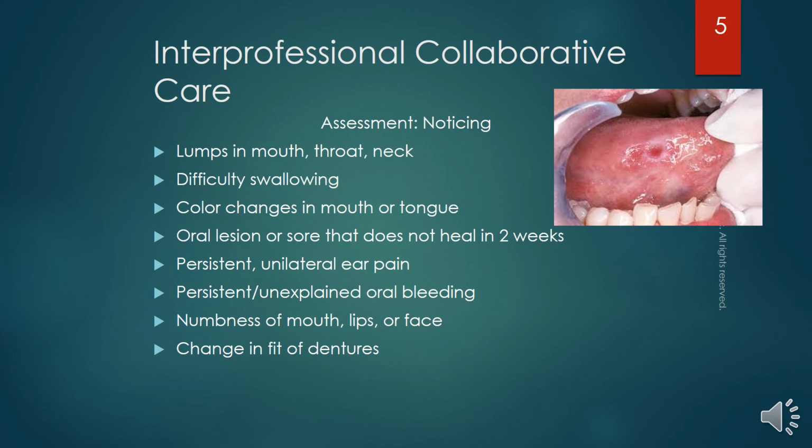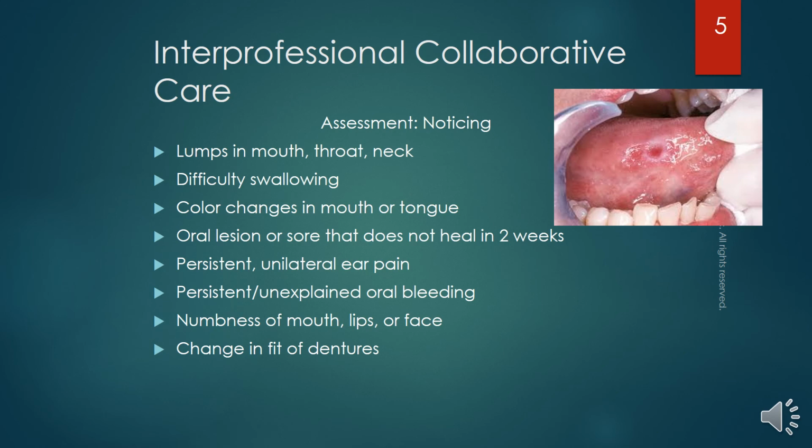All right, when we're assessing for this type of cancer, we're going to look for any lumps in the mouth, the throat, or the neck area. We're going to ask the patient if they've had any problems swallowing lately. Have they had any color changes in the mouth? And you're going to actually examine the mucosa of the mouth and the tongue. Be careful when you're doing this, especially with confused patients or pediatric patients, because you don't want them to bite you. So just keep that in mind when you're assessing the inside of the mouth and the tongue.